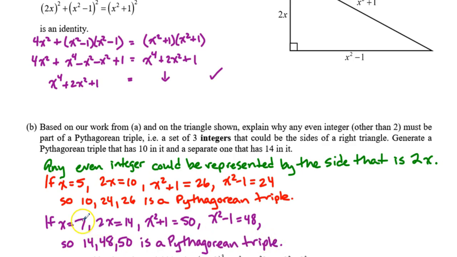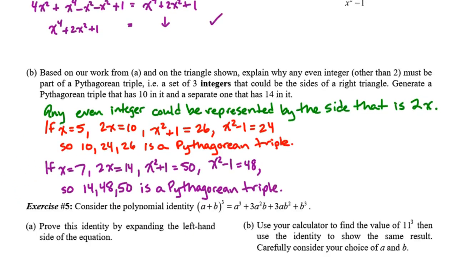And you should test that out with your calculator. Do 14 squared plus 48 squared and see if it's equal to 50 squared. It should check out. Pretty cool stuff.